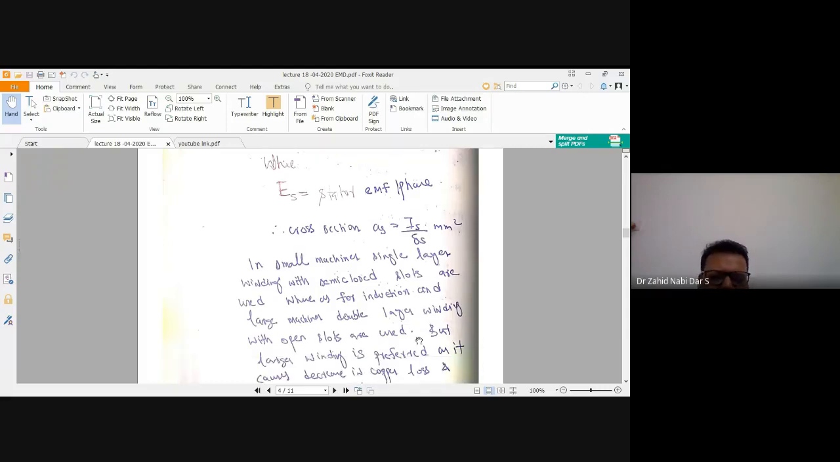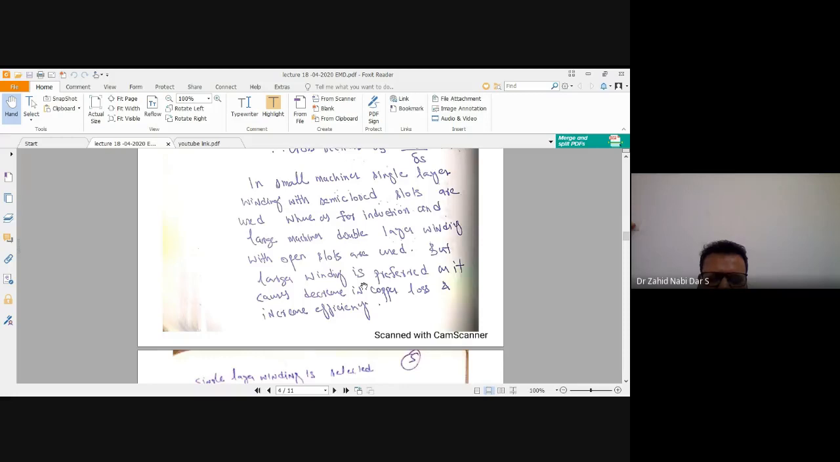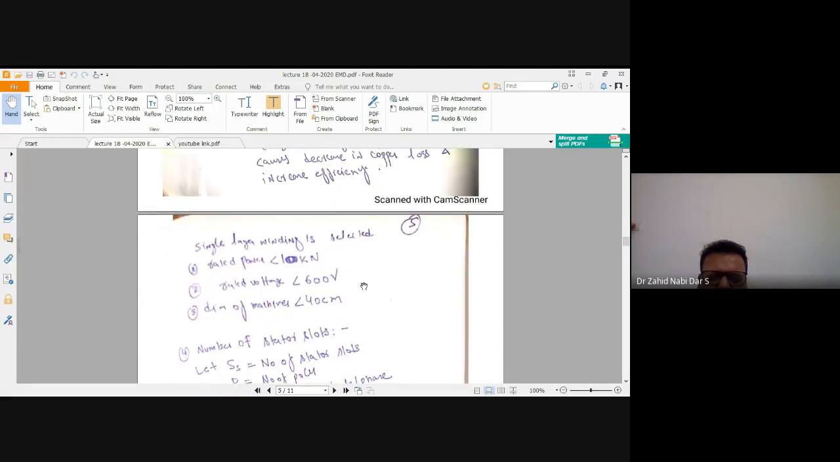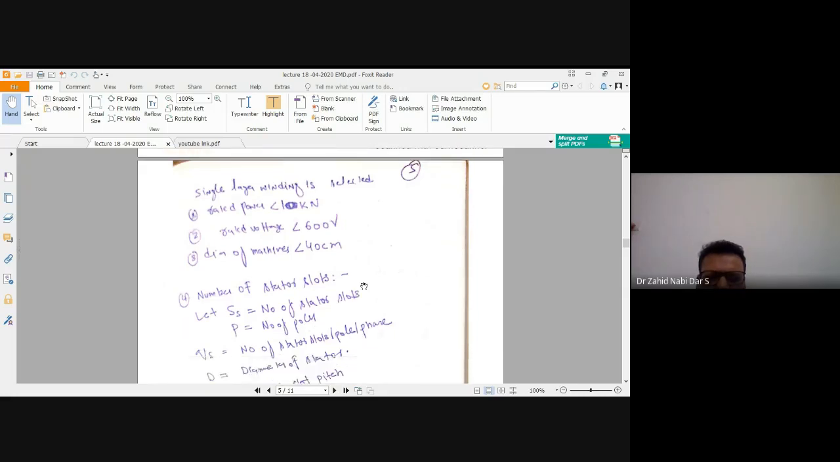Now there are certain conditions. For example, in small machines we use semi-closed slots and single layer winding. In larger machines we use open slots, and double layer winding is used. Single layer winding is preferably used for a machine which has a rated power less than 10 kilowatt, rated voltage less than 600 volts, and diameter of the machine less than 400 centimeters.